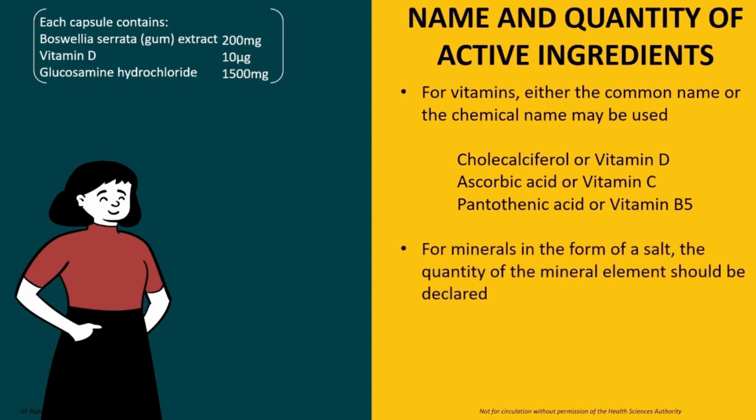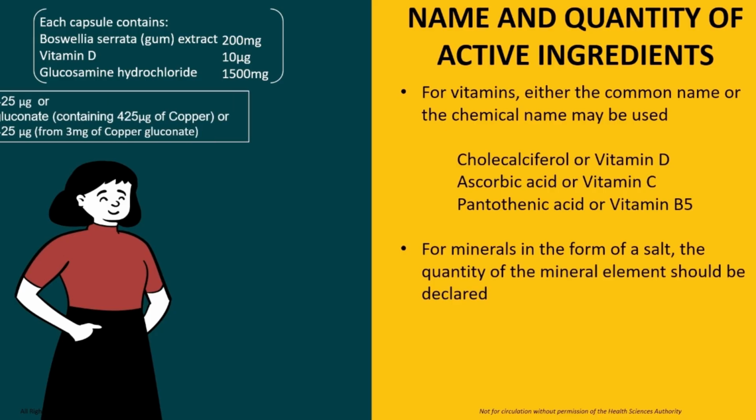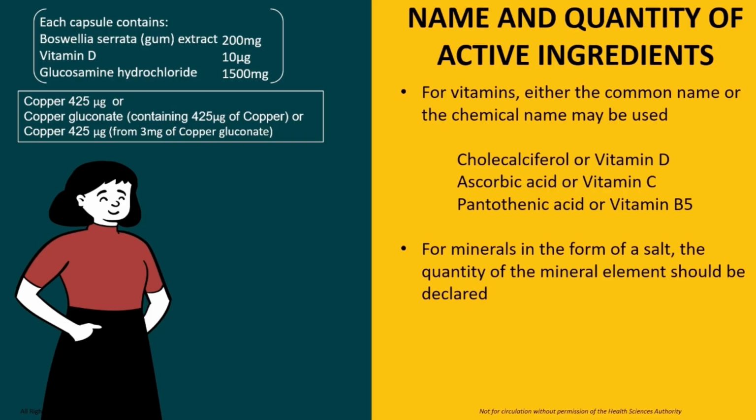For mineral supplements in the form of a salt, the actual amount of the mineral element should be declared, not just the salt compound. There are various ways of presenting this. The label may state copper 425 micrograms, or copper gluconate, containing 425 micrograms of copper, or copper 425 micrograms from 3 milligrams of copper gluconate.